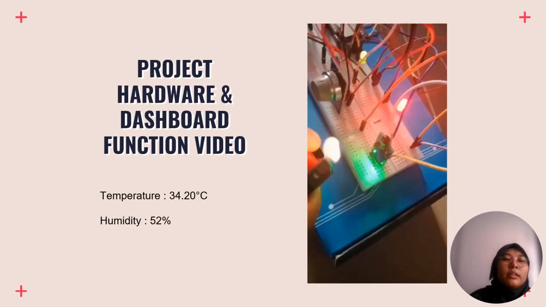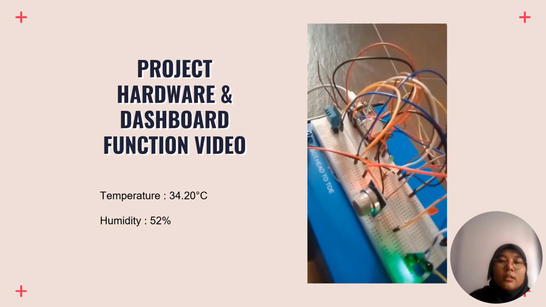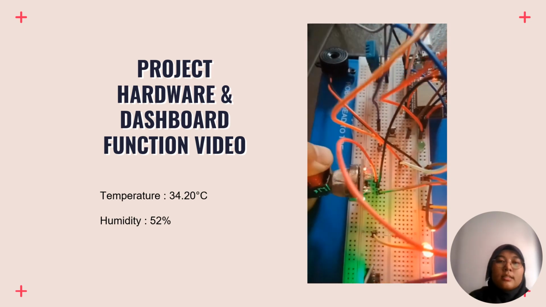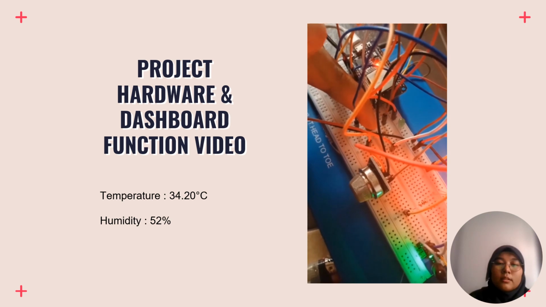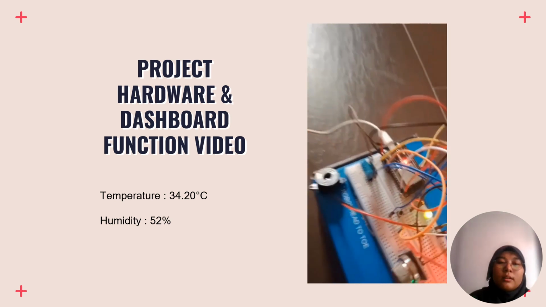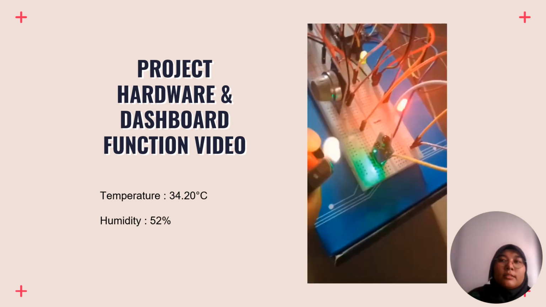So here is the project hardware and dashboard function video. The result I got for the DHT11 was 34.20 Celsius and humidity 52%. So here was the whole test and demonstration for this project. For the flame sensor, the output was LED. Once I light up a flame on the sensor, the LED will turn off.